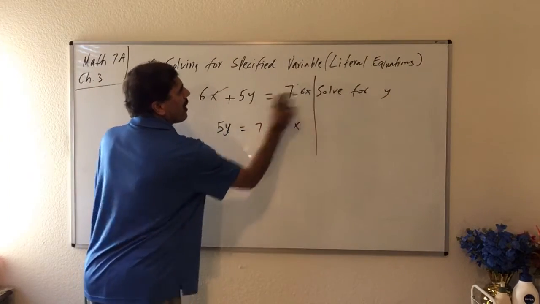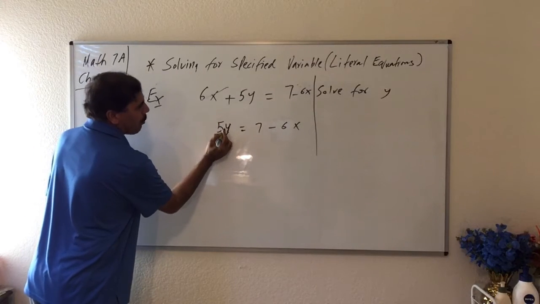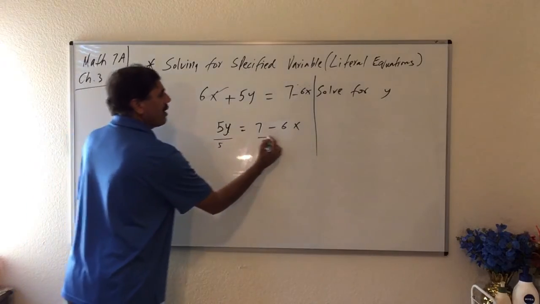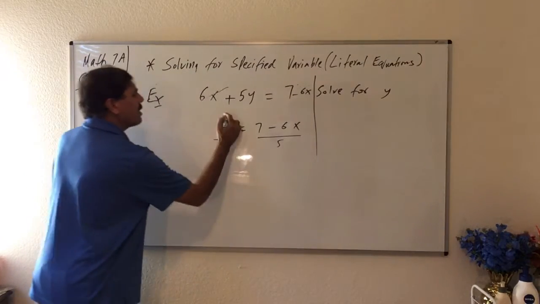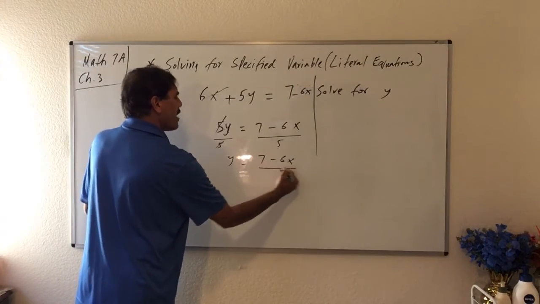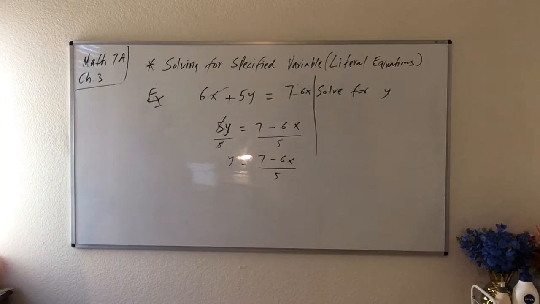Here's the 7 minus 6x. Now we just divide, look, 5 times y. Now we isolate the specified variable. So we divide, and for now just leave it as a common denominator, that's okay. So y equals 7 minus 6x divided by 5, and that's it. That's how we isolate the specified variable.